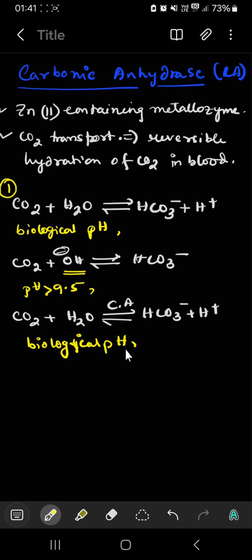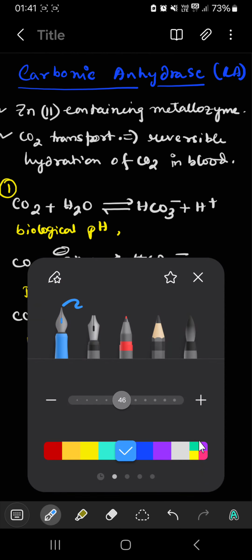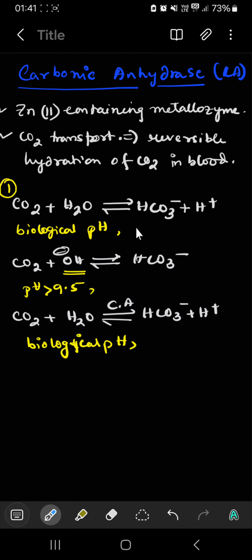Now let's write the rate constants. The rate constant in the first case is 10 to the power minus 1 second inverse, that is 10 to the power minus 1 per second. The next is 10 to the power 4 mole inverse second inverse, and the third is K equal to 10 to the power 6 second inverse. Now let's compare.